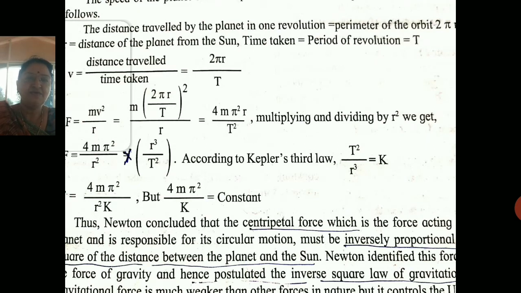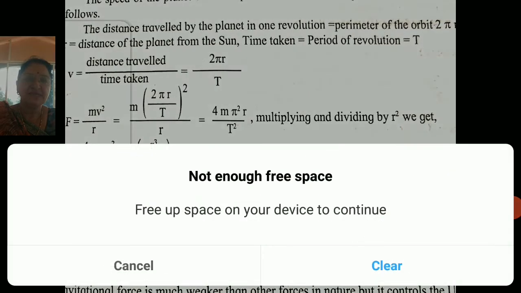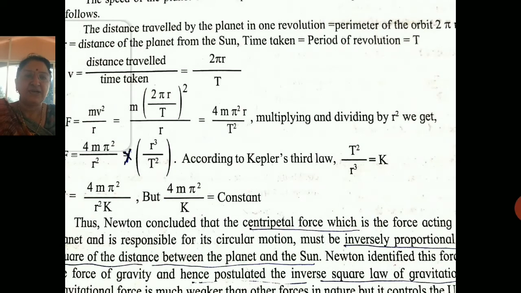Now we know the equation of force, F is equal to mv square upon r. Now put the value of v in the given equation. See that equation, put the value of v, that is equal to m in bracket 2 pi r upon T, bracket square, upon r, is equal to 4m pi square into r upon T square. Now multiplying and dividing by r square, we get F is equal to 4 pi square into m upon r square into r cube upon T square.